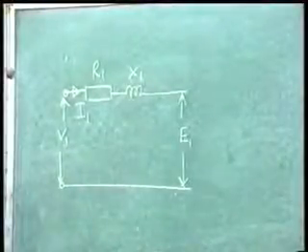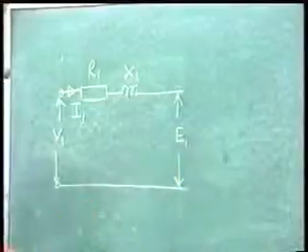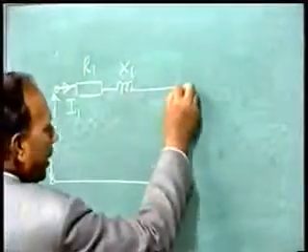The primary side we have drawn. So this E1 is induced in the winding. We can show a winding here.